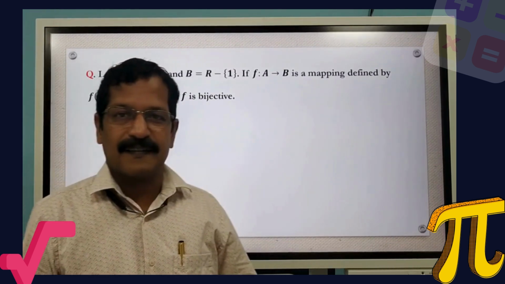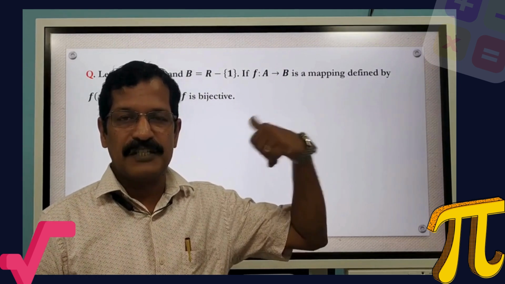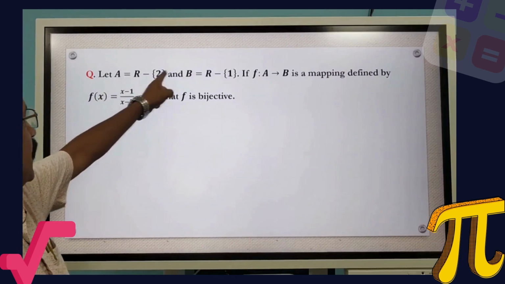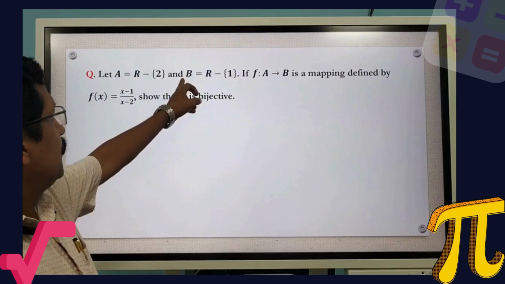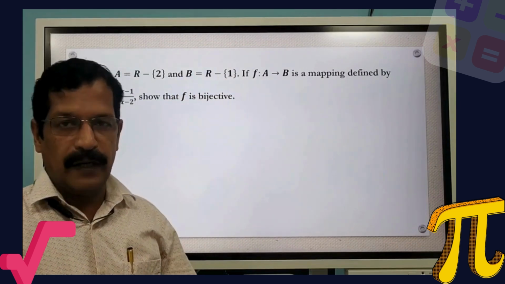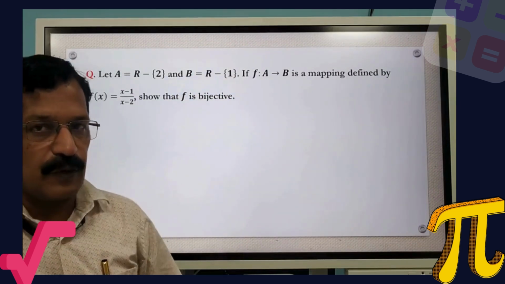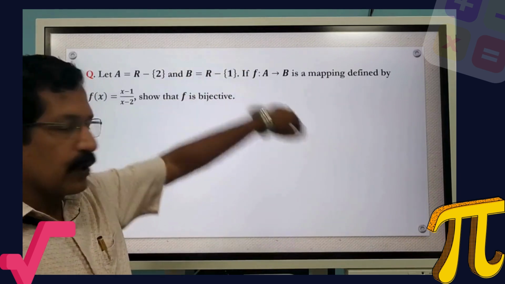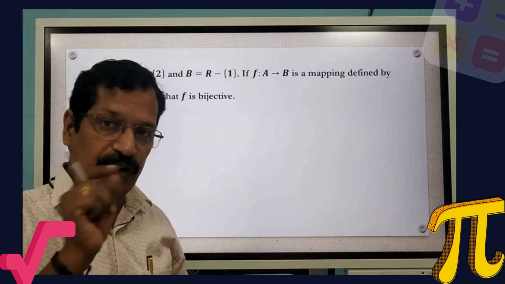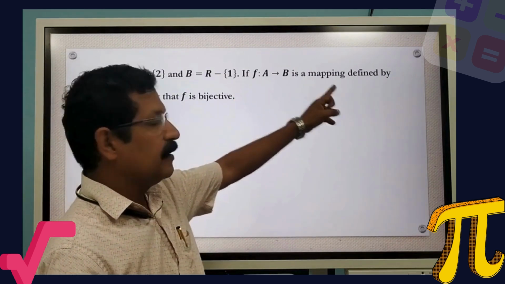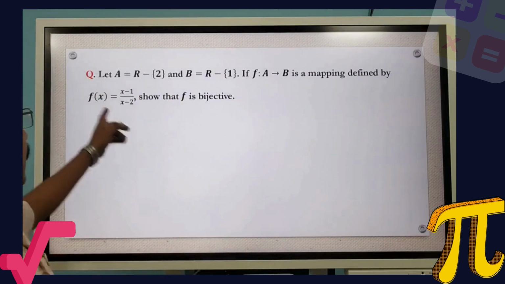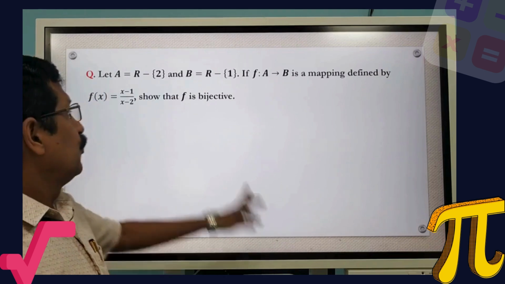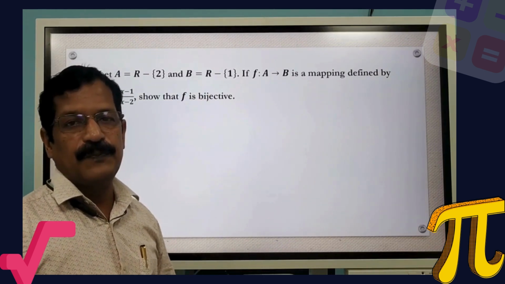Let us discuss a question about a bijective function. Let A = R minus the singleton set {2} and B = R minus the singleton set {1}. A and B are defined in this way: 2 is excluded from R for A, and 1 is excluded from R for B. A function f is defined from A to B, given by f(x) = (x - 1)/(x - 2). We have to show that f is bijective.